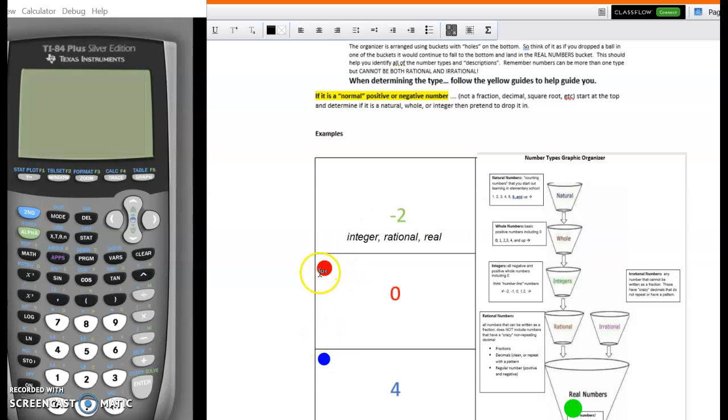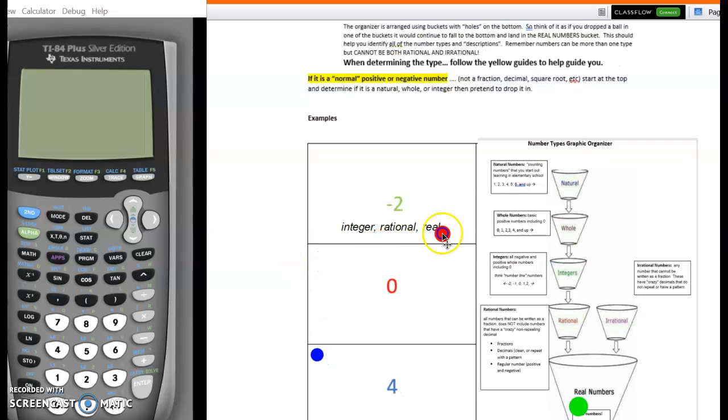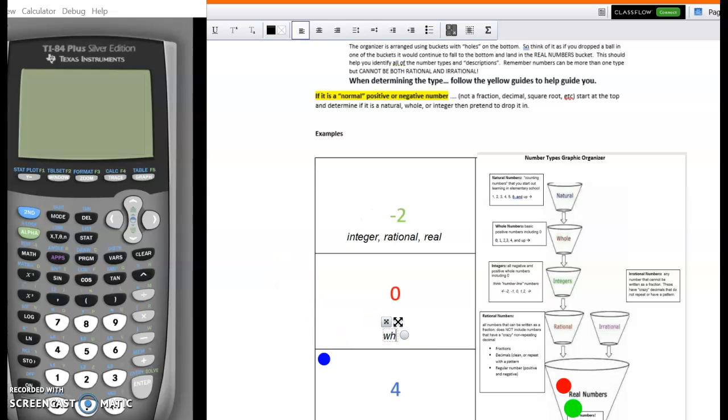How about let's take a look at zero. So again, you're asking yourself these same questions starting at the top. Is it a natural number? No. Is it a whole number? Yes. Whole numbers are those basic positive numbers and zero. So I would throw my basket into here, and as you see, it should drop clear down to the bottom. So if I'm going to list, I would say whole, integer, rational, real. Those are all our descriptor words for zero.